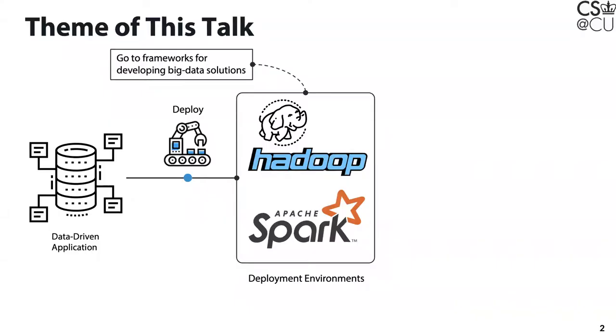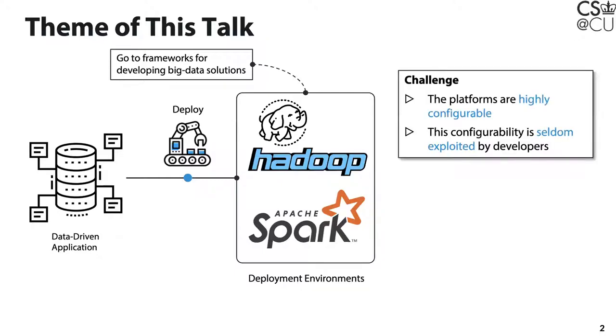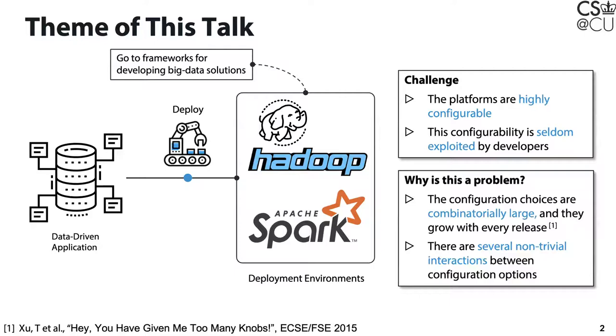The use of data processing frameworks like Hadoop and Spark has become a de facto standard for developing data-intensive applications. But with their ubiquity and popularity, there come several challenges. The primary challenge is that these frameworks are highly configurable, and developers seldom use this configurability, instead relying on off-the-shelf defaults. And this problem is exacerbated by the fact that the configuration space is combinatorially large, and the configuration options often exhibit non-trivial interactions between one another.